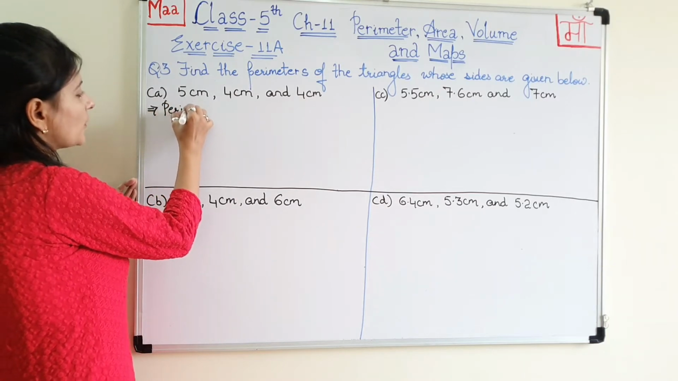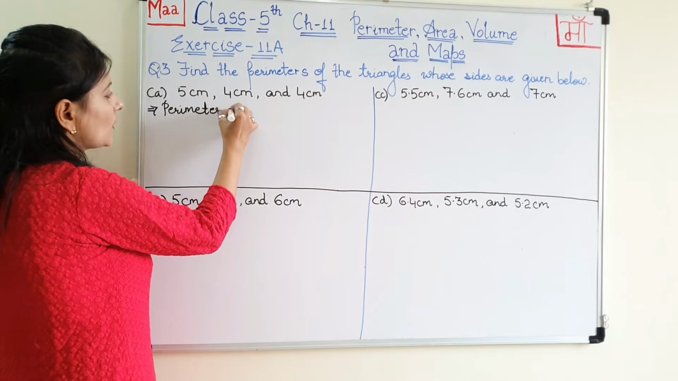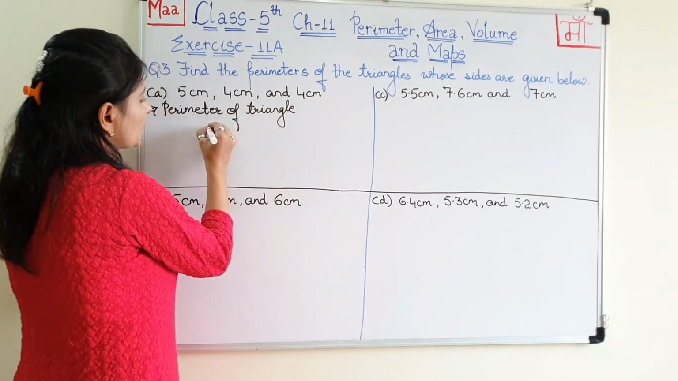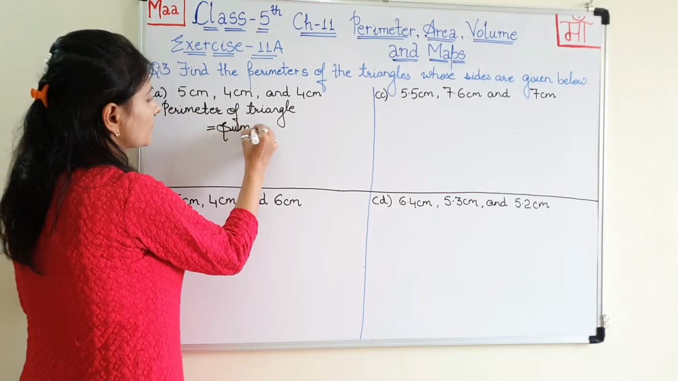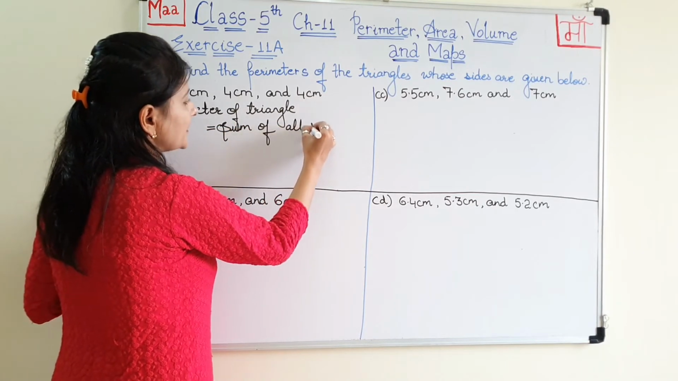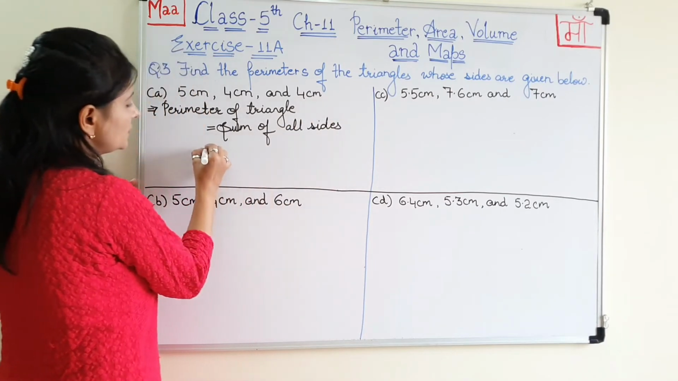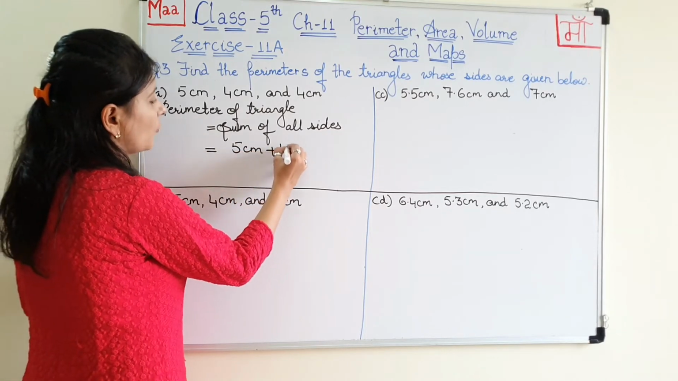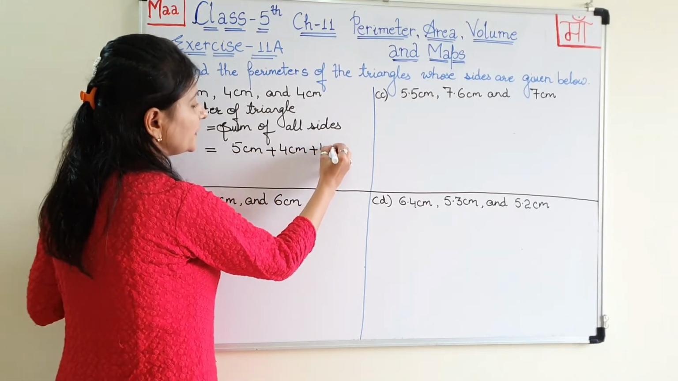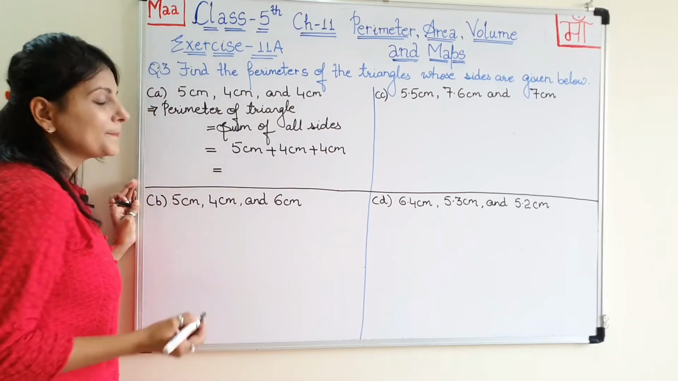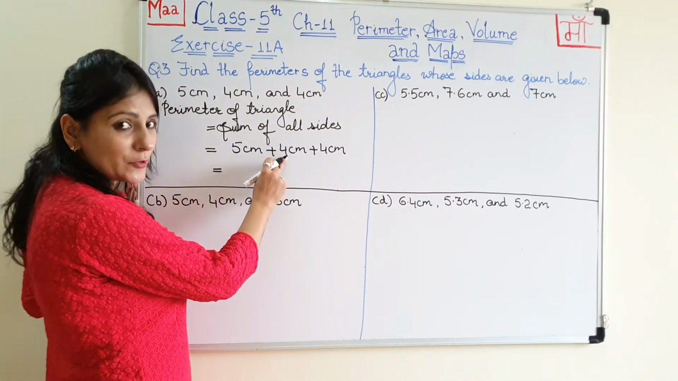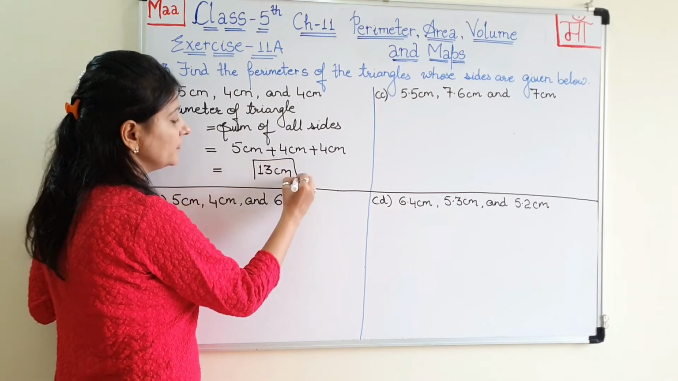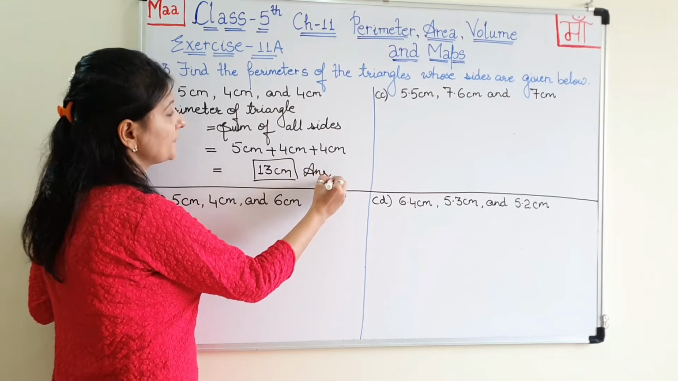Firstly, you will write the formula: perimeter of triangle is equal to sum of all sides. Now we have to mention the length of all the sides. So it is 5 centimeter, 4 centimeter and 4 centimeter. After writing, we will be adding it. So 5 plus 4 is equal to 9, and 9 plus 4 is equal to 13 centimeter. So this is the answer of part A.